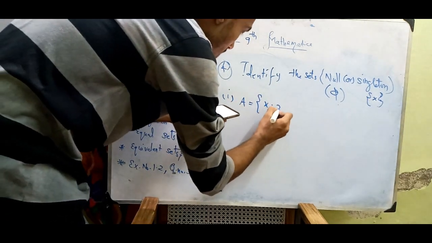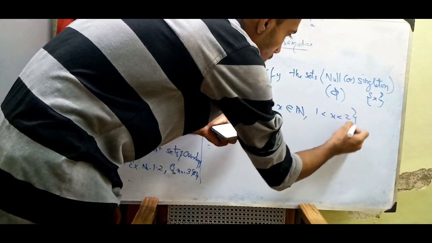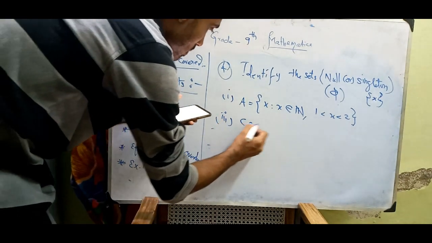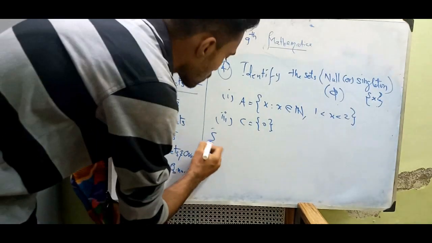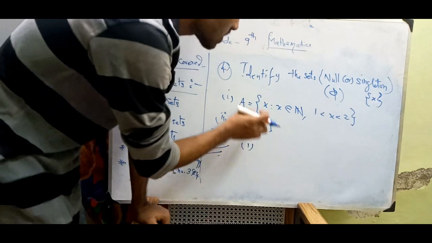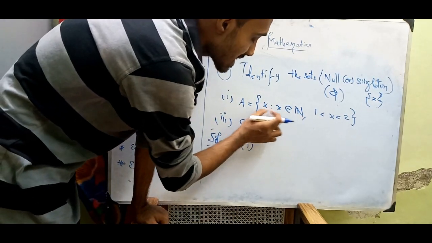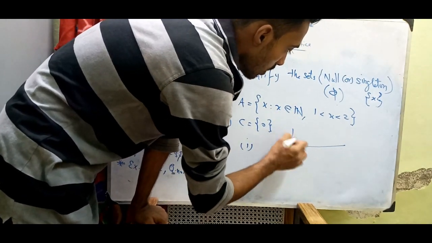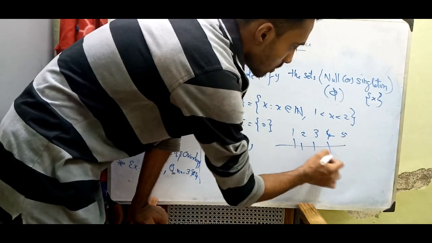A equal to x such that x belongs to natural number, x lies between 1 and 2, and third one, c is equal to 0. Yeah, okay. So solution for both at the same time I am going to handle. So first question is nothing but a is a natural number, x such that x is a natural number. Okay, so x is a natural number which starts from 1, 2, 3, 4, 5 and so on.